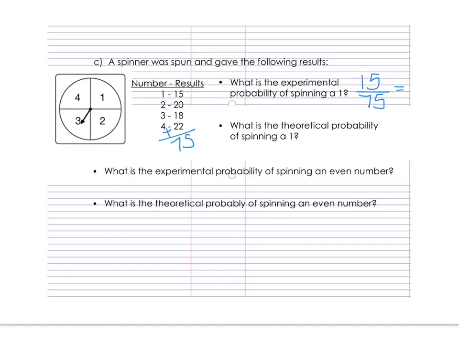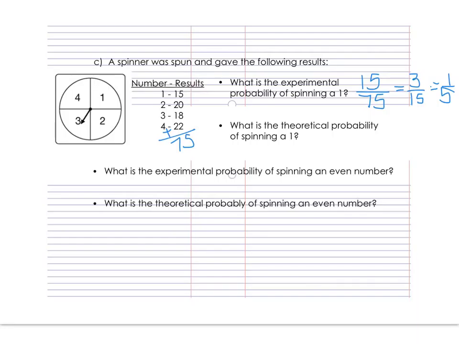Reducing this then, I can divide a 5 out of both of them. So I end up with 3 over 15. And oh, I can divide both of those by 3. So I end up with 1/5. So my experimental probability, we got the number 1 on our spinner 1/5 of the time. That again was our experiment.